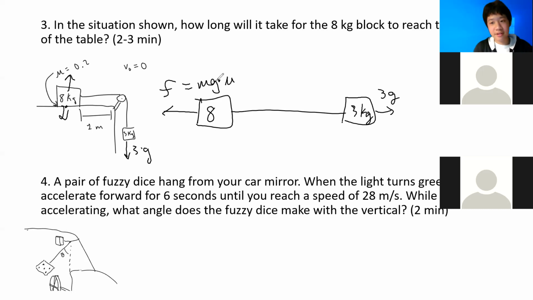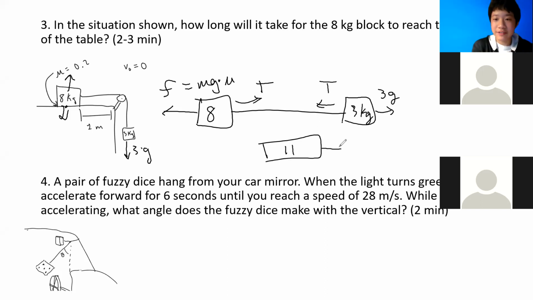So other than that, all we have left are the tensions within these ropes. And we all know that those are going to balance out. So we can essentially turn this into one mega block of 11 kilograms. So we have 3g pulling this way, mg times mu. So let me calculate that real quickly. 8 times 9.8 times 0.2. 15.68 force pulling that way.